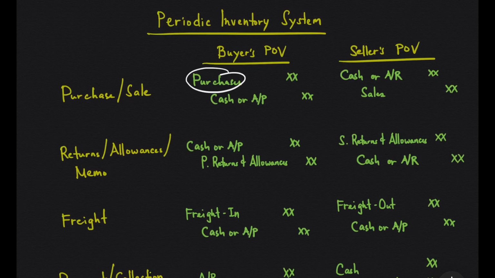That's for the purchase. What if you are a seller, and you made a sale? You will debit cash or accounts receivable depending on the problem, and you will credit a new account title called sales. This is a nominal account as well, and its normal balance is credit, meaning if you want to increase sales, you will credit it.